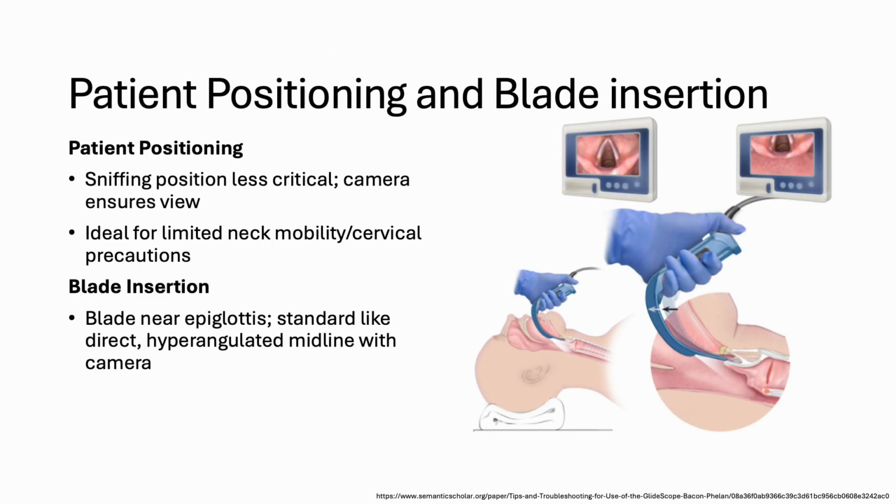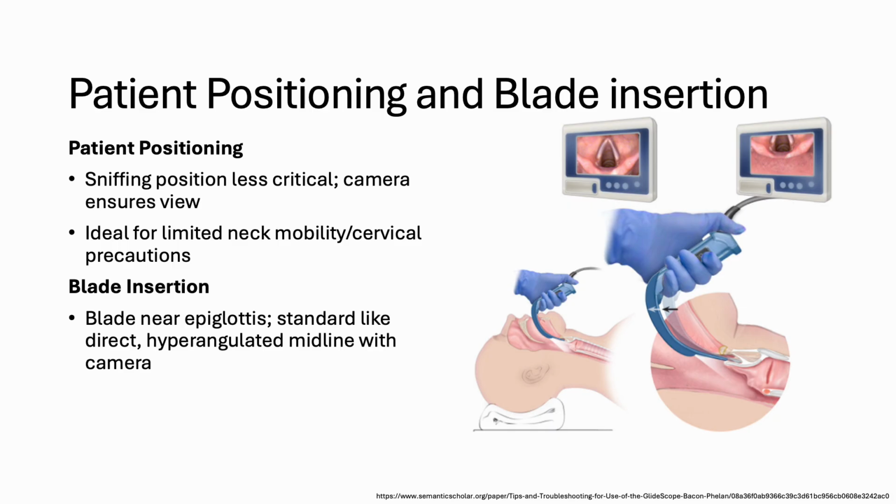Patient positioning and blade insertion. While the sniffing position is still helpful, it's less critical than in direct laryngoscopy because the camera provides a view regardless of axis alignment. This makes video laryngoscopy particularly useful in patients with limited neck mobility or cervical spine precautions.